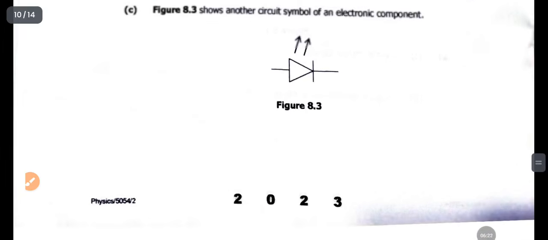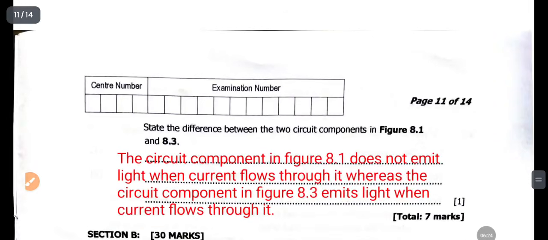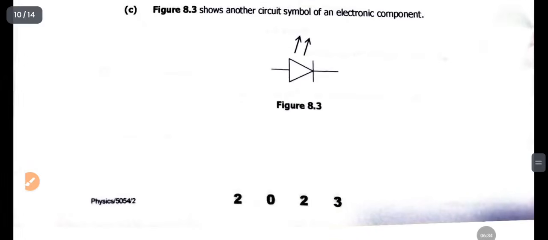C says figure 8.3 shows a circuit symbol of an electronic component. State the difference between the two circuit components in figure 8.1 and figure 8.3. This circuit component is what we call a light dependent resistor. Its resistance increases with increasing light intensity. So as the light intensity increases, its resistance also increases.